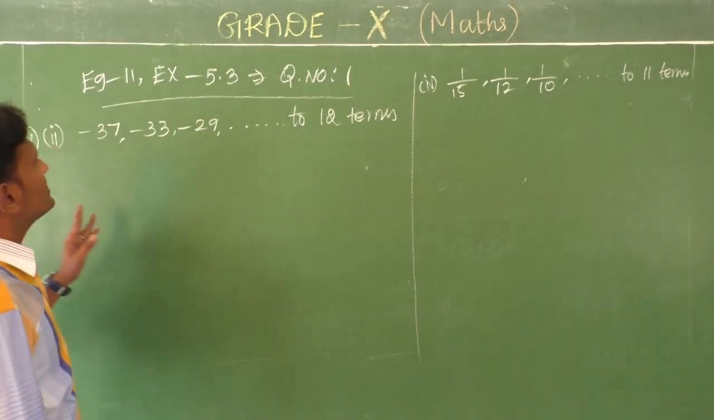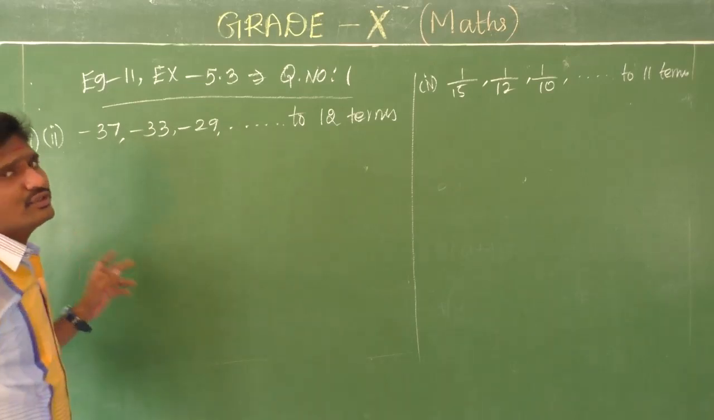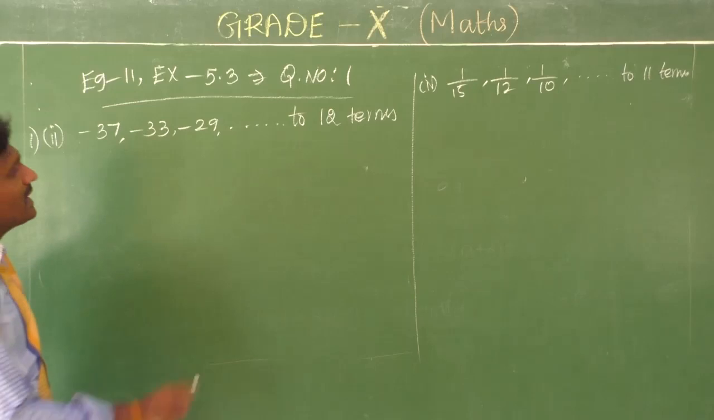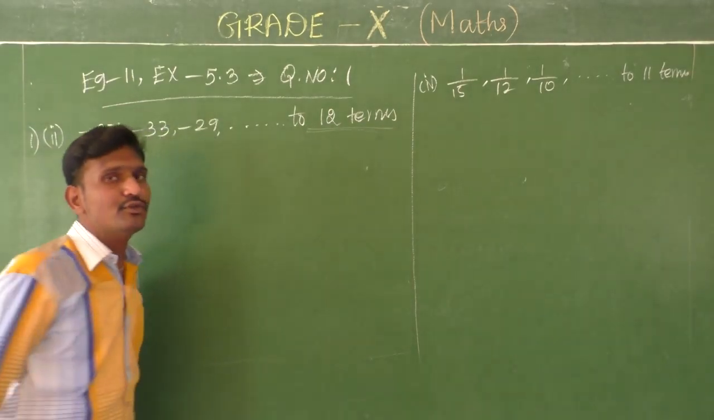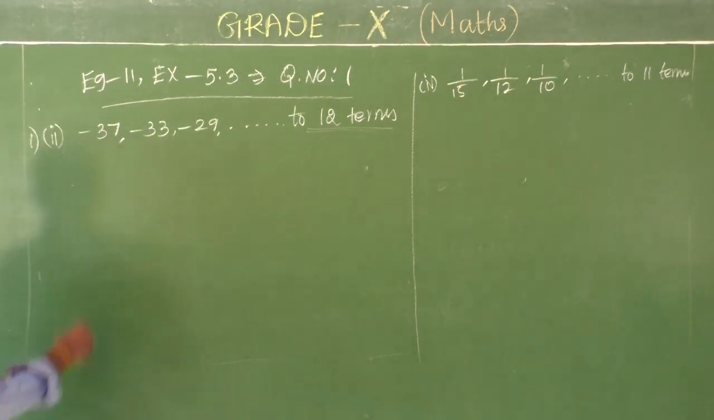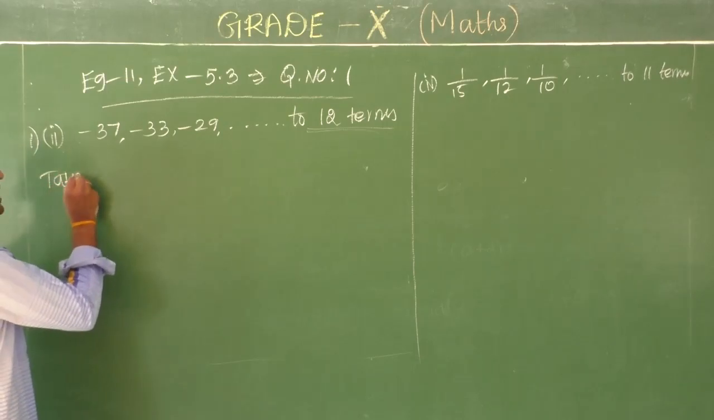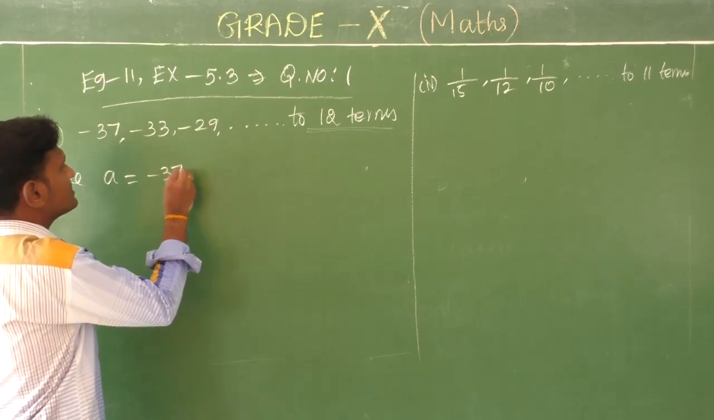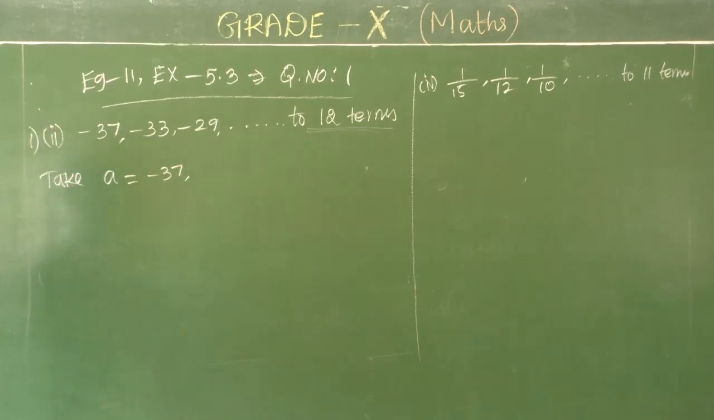Okay. See, do you have a last term for this question? No, I don't have a last term. But I have how many terms I am going to find? 12 terms. Okay, yes, student. So from the sequence I am going to take a, the first term. So take a equal to minus 37. So the first term I know, that is minus 37. Yes?